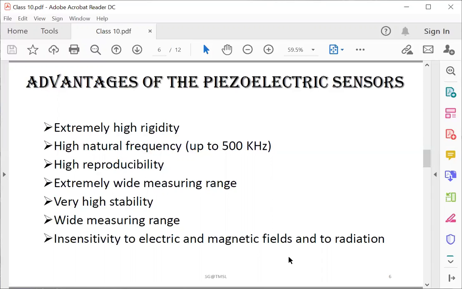So you want your sensor not to be disturbed by that extra radiation or extra field. So in that respect, the piezoelectric material is one good choice, because this property or this effect does not depend on the radiation. It does not change with respect to the magnetic and any external electric field. Okay.